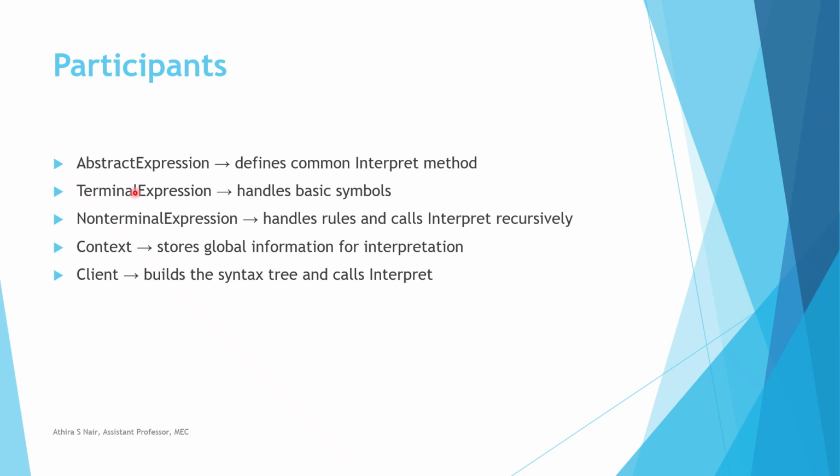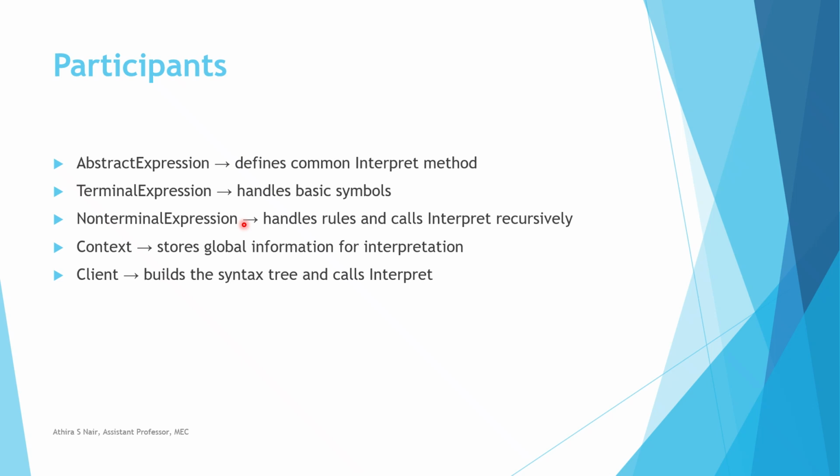So the participants are: abstract expression. This declares an abstract interpret operation that is common to all nodes in the abstract syntax tree. And terminal expression implements an interpret operation, and it is an instance required for every terminal symbol in a sentence. And non-terminal expression, this is one such class required for every rule in the grammar, and it maintains instance variables, and it also implements an interpret operation for non-terminal symbols.